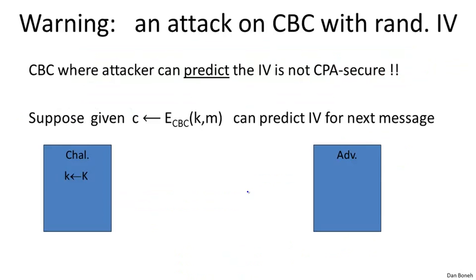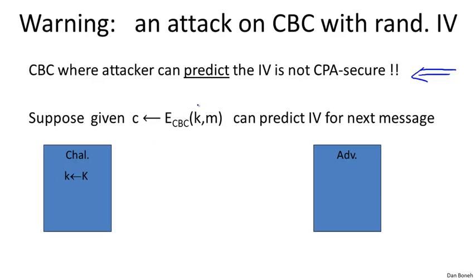I want to warn you about a very common mistake that people have made when using CBC with a random IV. The minute that the attacker can predict the IV that you're going to be using for encrypting a particular message, the cipher, this eCBC, is no longer CPA secure. So when using CBC with a random IV like we just showed, it's crucial that the IV is not predictable. But let's see an attack.